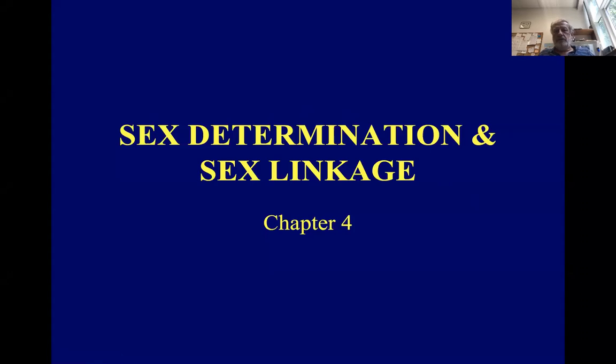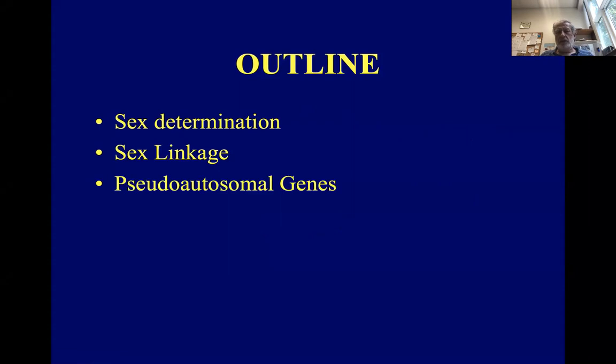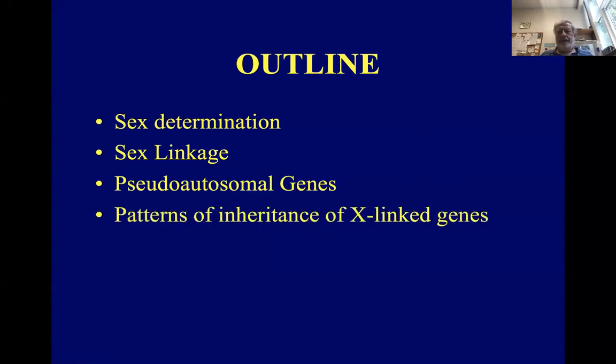Okay, welcome to Chapter 4, where we discuss sex determination, that is how sex is determined in offspring, and sex linkage, that is genes on the X and Z chromosomes. First, we'll discuss sex determination, and you'd be surprised at how many ways there are of determining sex in animals. Then genes on the X chromosomes, then genes on both the X and Y chromosomes, patterns of inheritance of sex-linked genes, and lastly, dosage compensation.